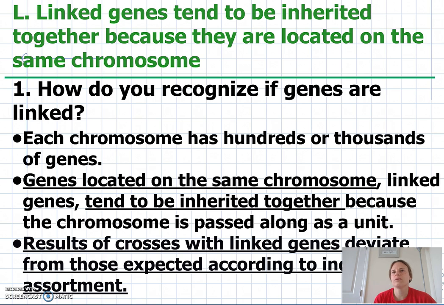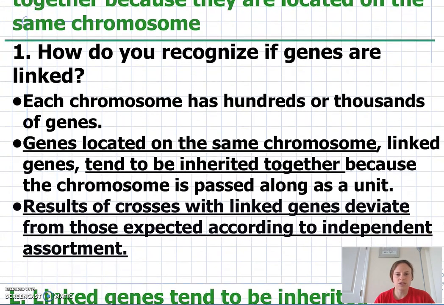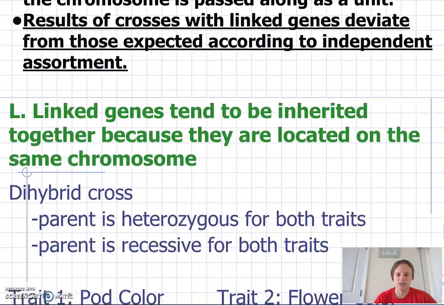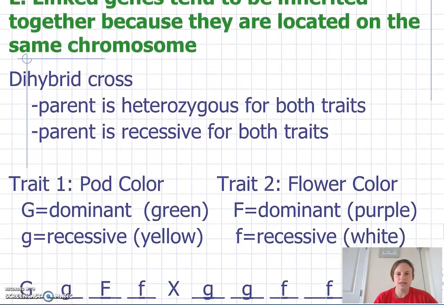Think about someone who has red hair. They usually have freckles. That probably means that the gene that codes for red hair and the gene that codes for freckles are located on the same chromosome. And how do we know about these linked genes? Because results of crosses with linked genes deviate from the results of those expected according to Mendel's law of independent assortment. So let's take an example.